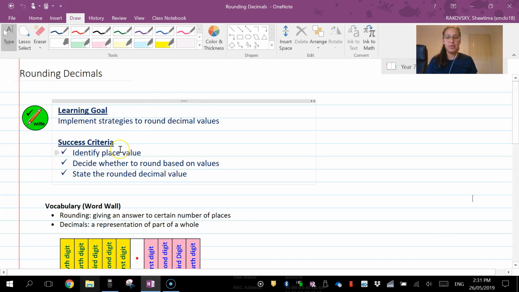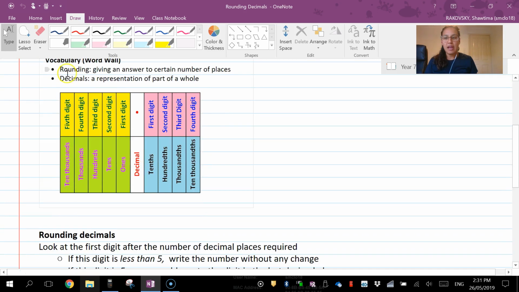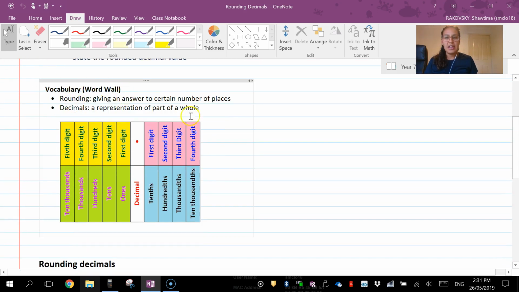So it's still important to identify the place value of the number you're looking at, decide whether to round based on the values, and state what the rounded value is. Rounding is giving an answer to a certain number of places, and a decimal is the representation of a part of a whole.